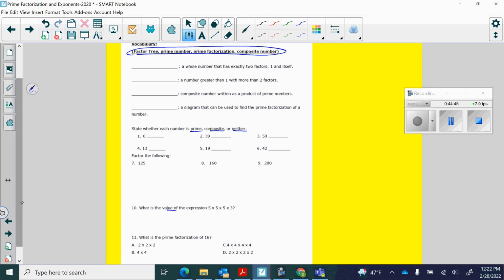The value of the expression, that's just saying what does it equal. In other words, multiply this one out. And then what is the prime factorization of 16? Figure out which one of those it is. Pretty easy set of homework.